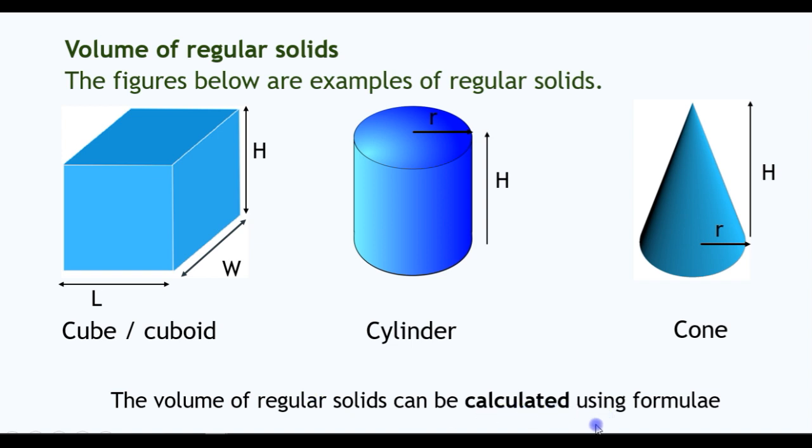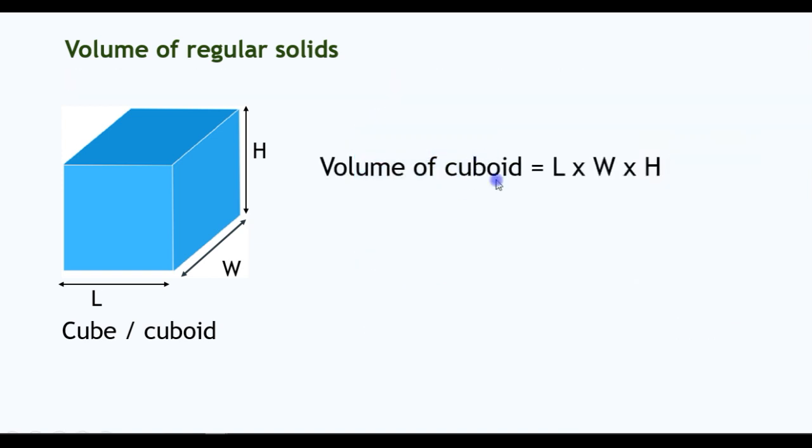For example, the formula to calculate the volume of a cuboid is: volume of cuboid is equal to length multiplied by width multiplied by height. So if we can measure the three dimensions, we can calculate the volume of the cuboid using this formula.